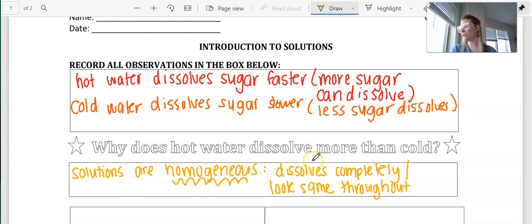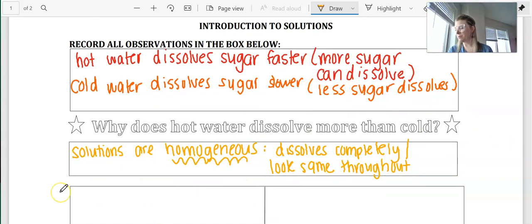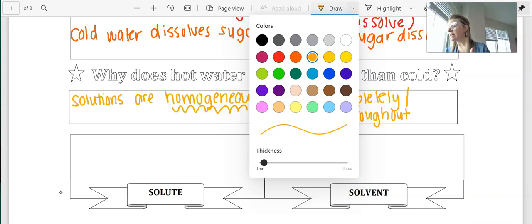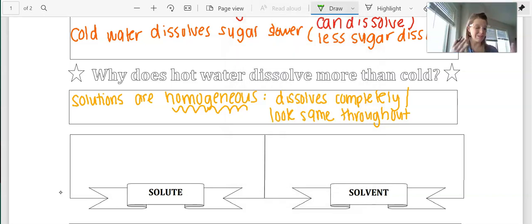All right, so what is a solution created from? There are two main components to solutions. There's the solute and the solvent. And some of you guys may be familiar with these terms from middle school, but let's take a moment to review solute versus solvent. Okay, so a solute is the substance that is being dissolved.